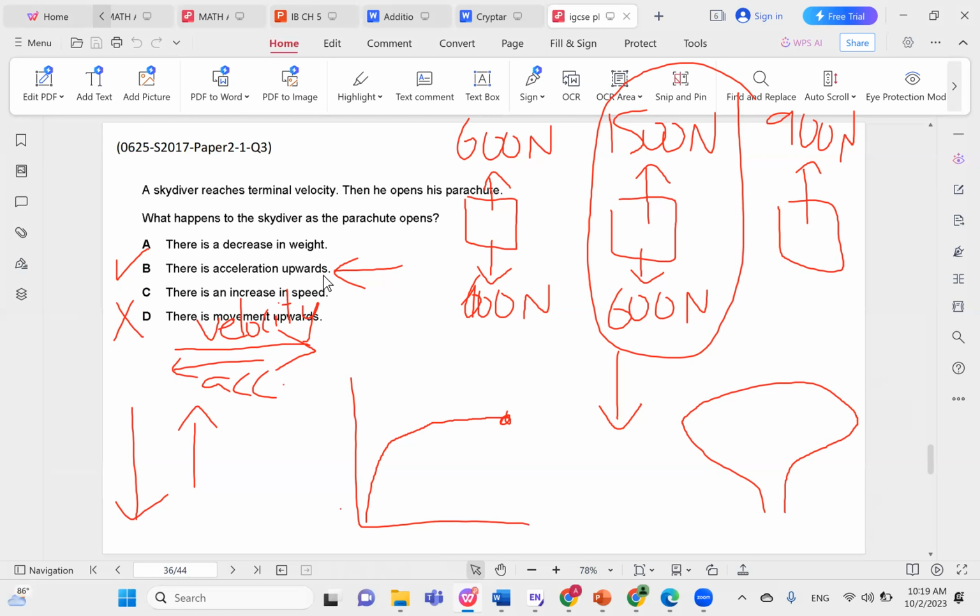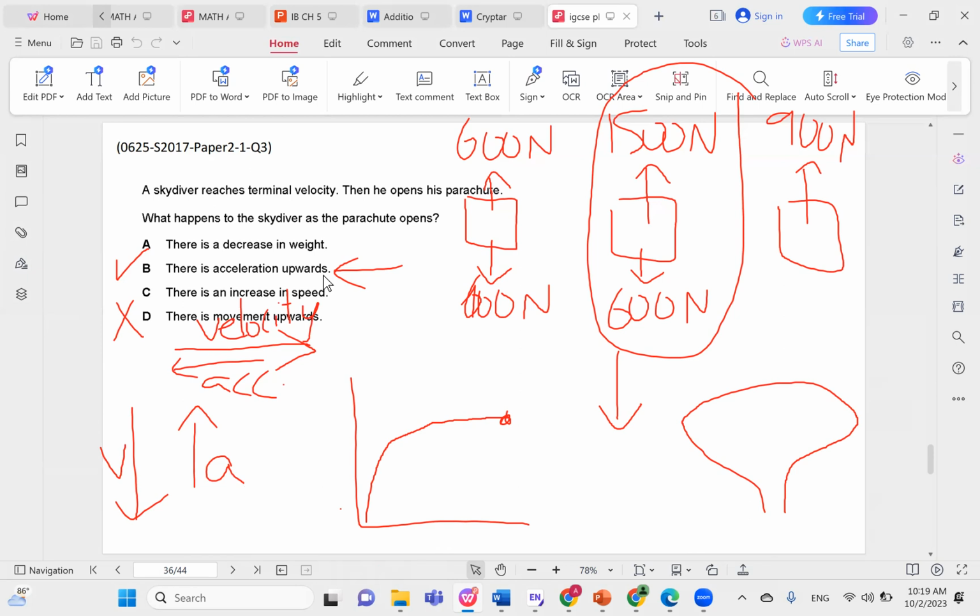So acceleration and velocity do not necessarily have to be in the same direction. I can be moving in a direction and accelerating in the opposite direction. And this is what happens in the case of the parachutist. He's still moving downwards, so this is his velocity, but now he's accelerating upwards because the parachute itself increased his air resistance.